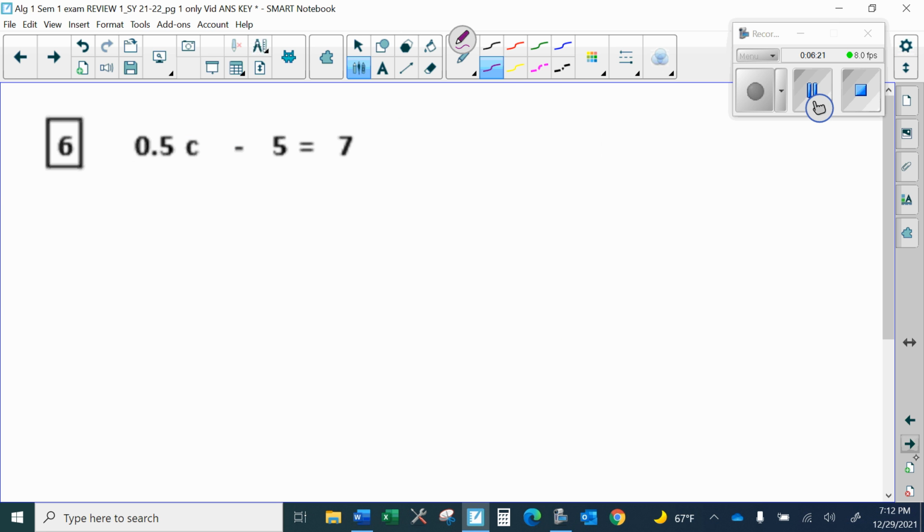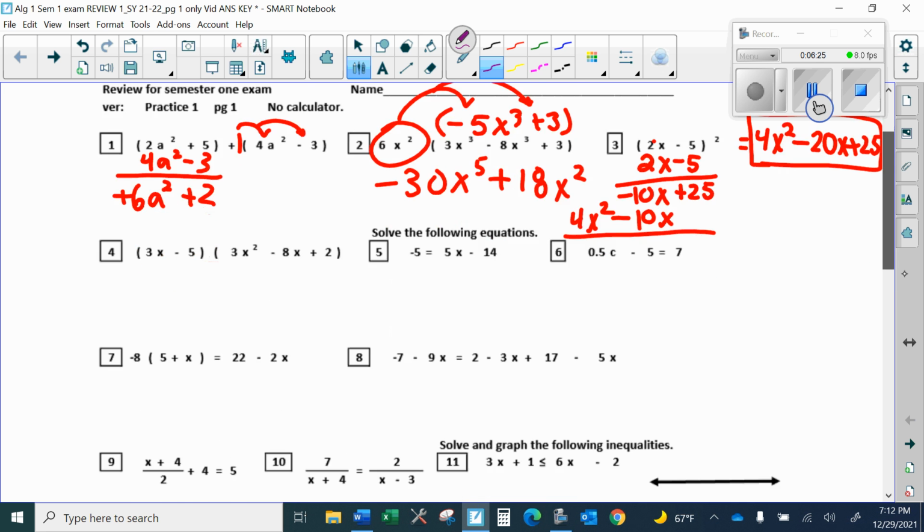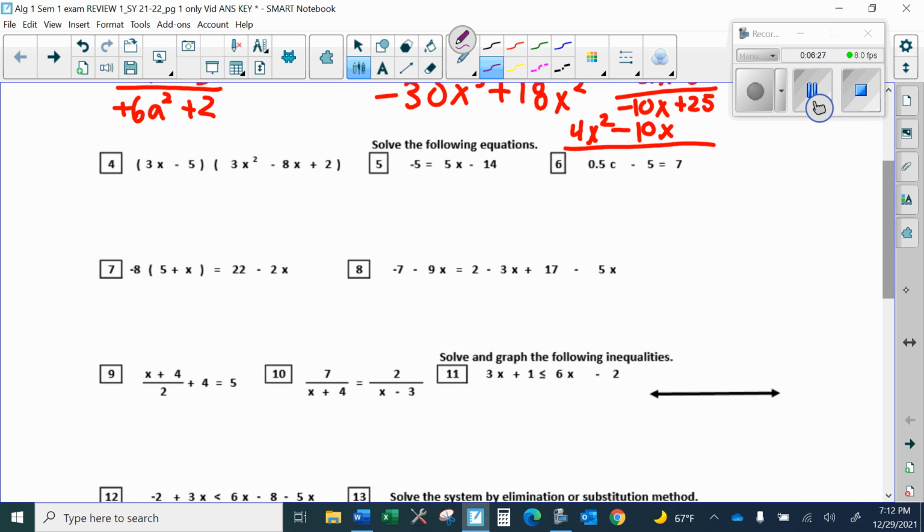Okay, so the next one is number 5. I'm going to do it on the main screen. So again, I'm trying to solve for x. I look at the coefficient. Is that positive? Yes. So it's going to stay there. And I'm moving the constant across. So I'm adding 14 because I have to do the opposite operation. It cancels out. So now I'm left with 5x equals 14 minus 5 is 9.